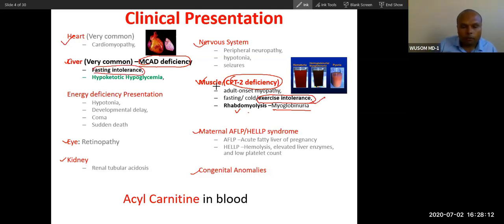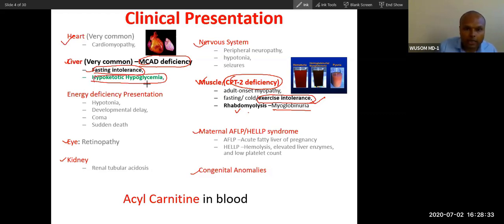So liver pathology is present with fasting intolerance, and muscle pathology is present with exercise intolerance. See the difference. Both intolerances happen, but one is exercise intolerance and the other is fasting intolerance. So remember these two presentations, and this is a very important terminology.